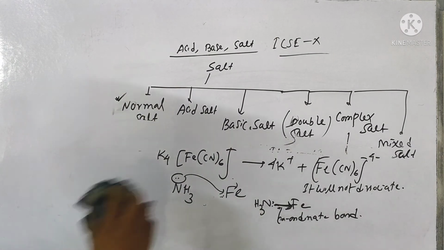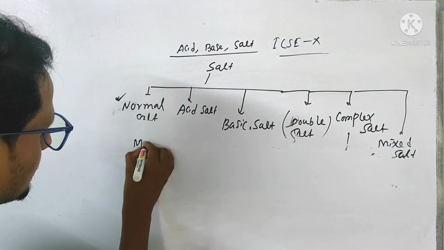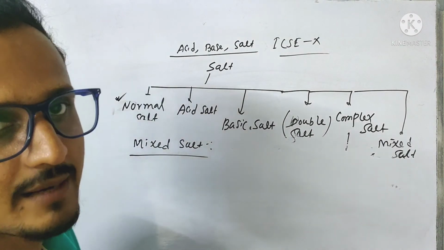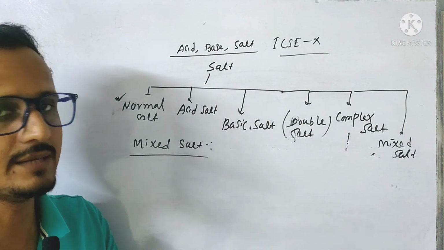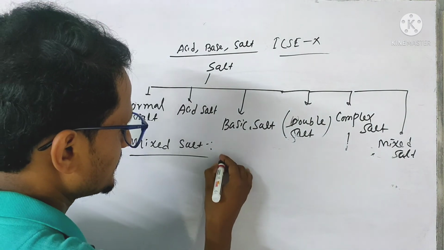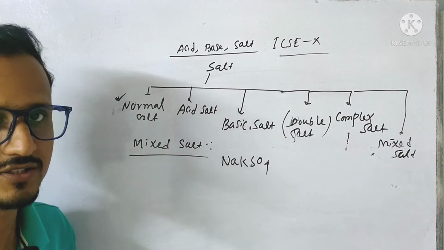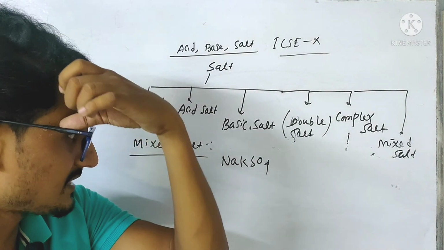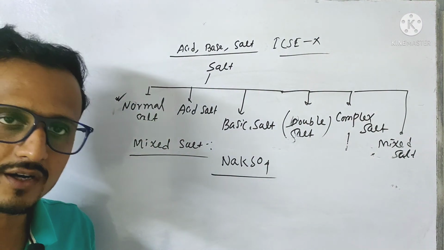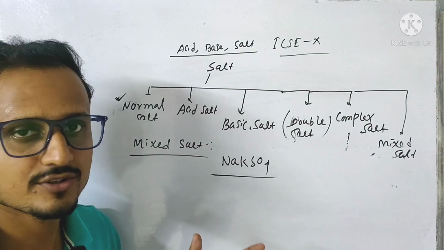Written now, amazing. Now the last one, mixed salt. A mixed salt is a salt which contains two or more acidic or basic radicals, that means a negative or positive ion other than H+ and OH-, like sodium potassium sulfate. It has Na+, K+ and SO4 2- ions. So this is the mixed salt. We have covered most of the things here, so today's video is up to this.